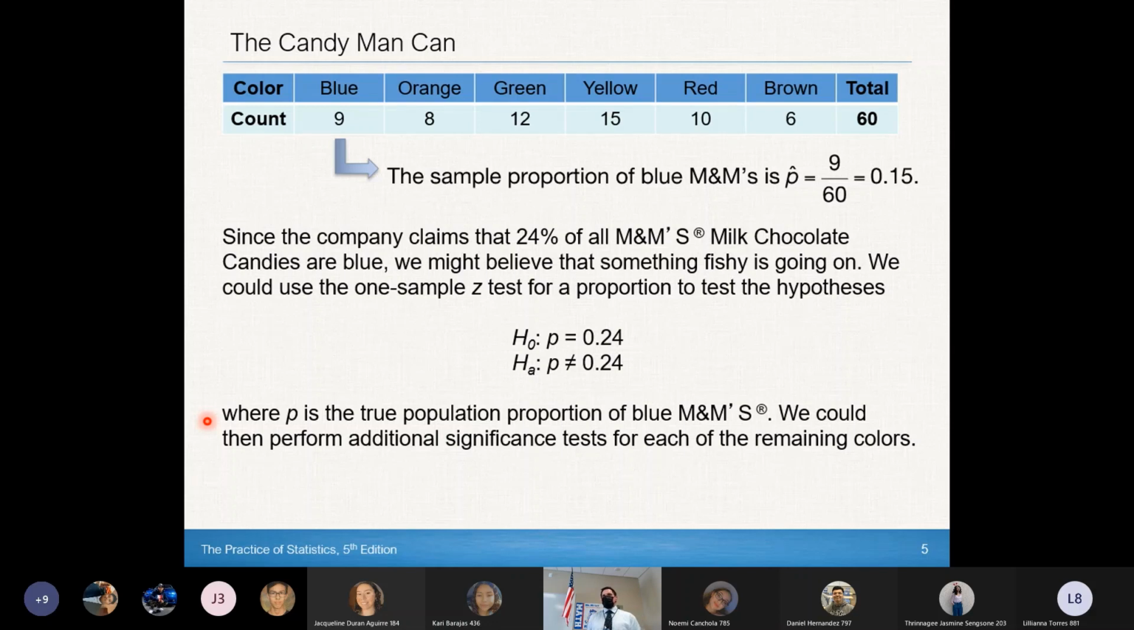We could then perform additional significance tests for each of the remaining colors. We would have to do this for each of the remaining colors if we're doing it this way, because we're concerned about the entire distribution. Right? We're not just worried about whether they are correct about blue M&Ms, we're wondering whether they are correct about all of the distribution. So if we want to use a one sample z-test, we would do it for blue, orange, green, yellow, red, brown, and check them all.